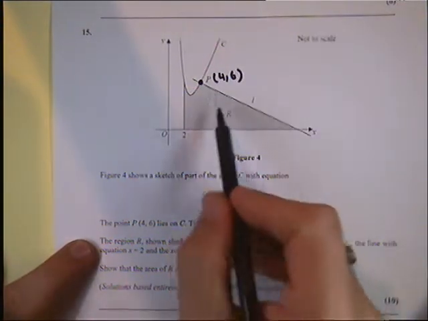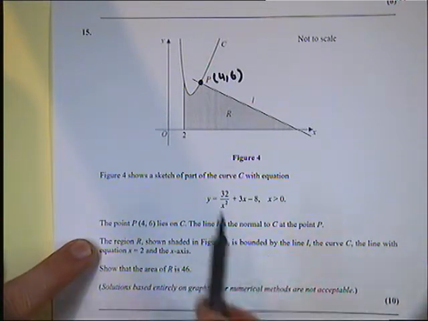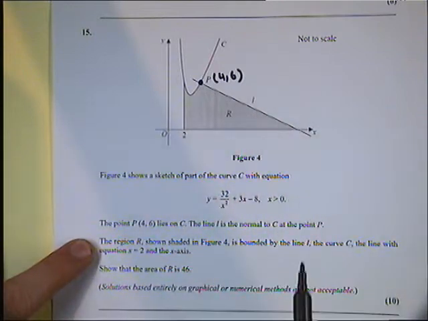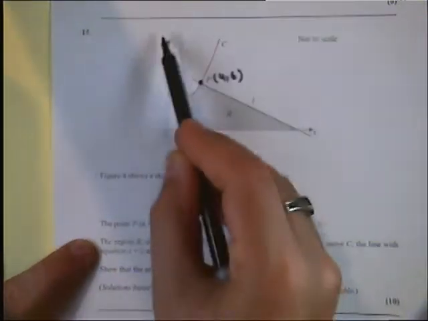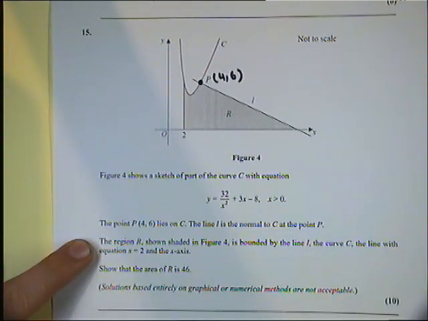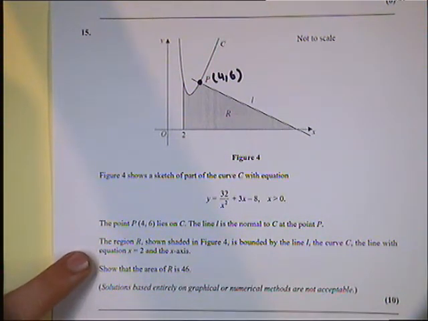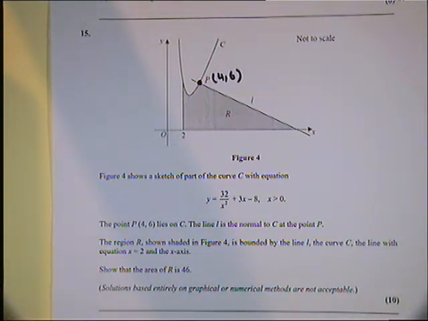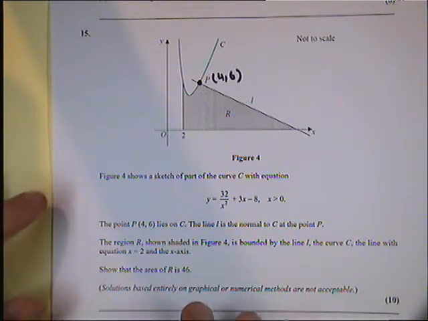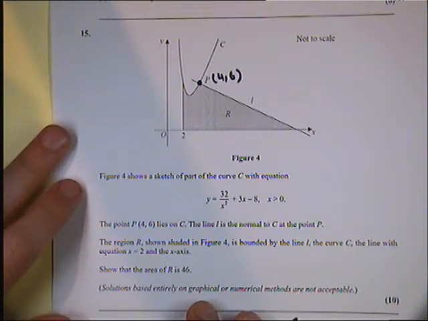The region R, which is this region shown shaded in figure 4, is bounded by the line L, this line, the curve C, this curve, the line with the equation x equals 2, which is this line, and the x-axis. Show that the area of R is 46. To show this, all we need to do is find the area using integration at some point.